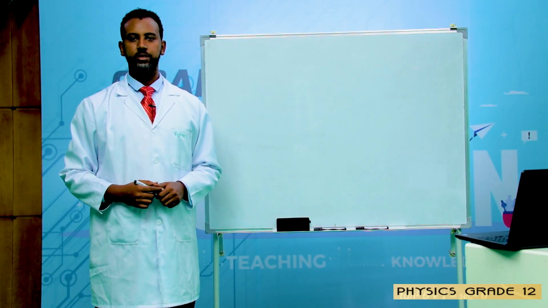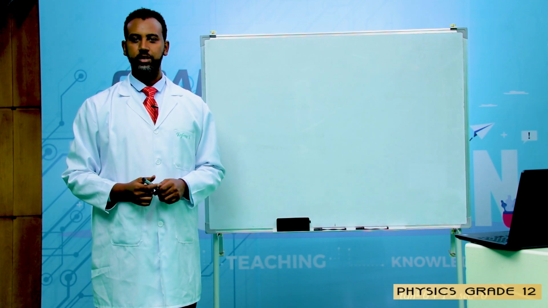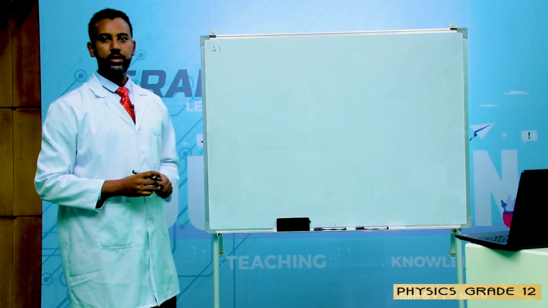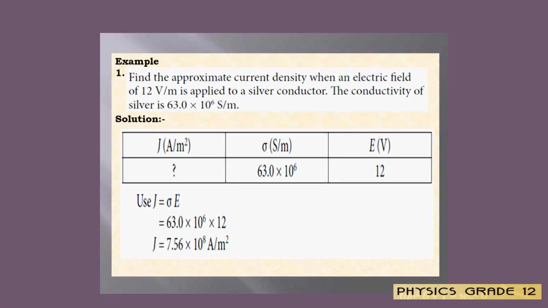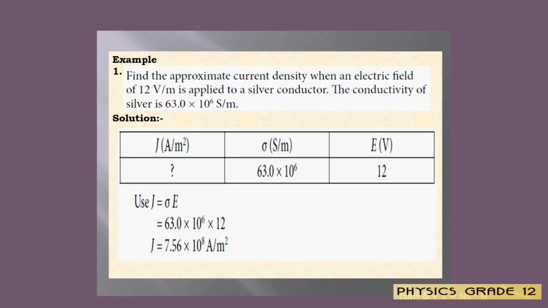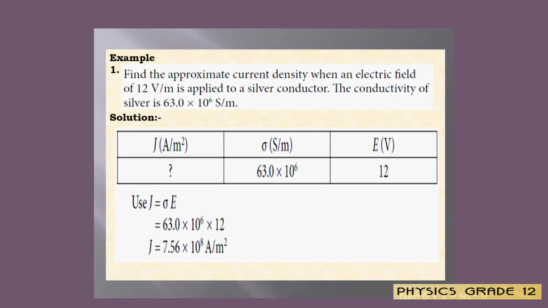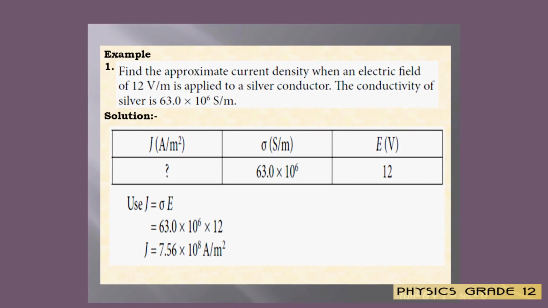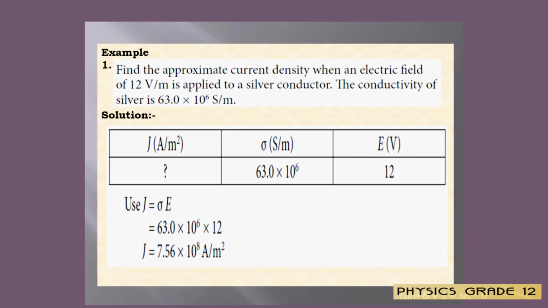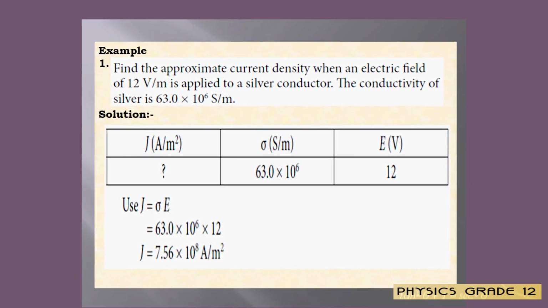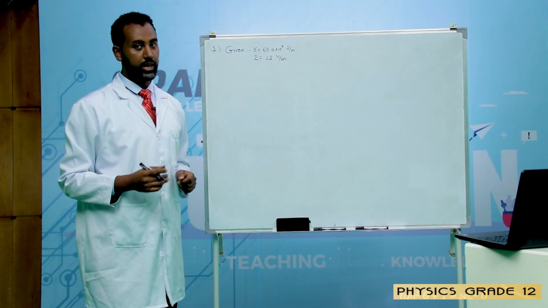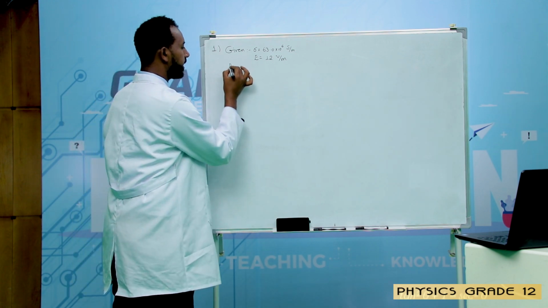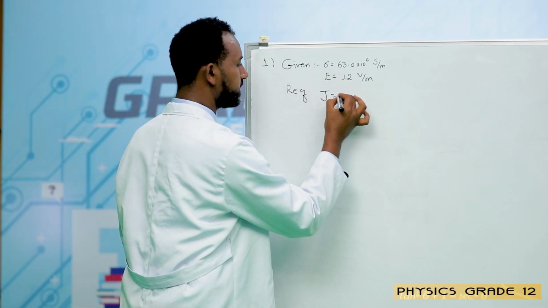Students, I hope you have tried to solve those problems. Now let's try to solve it together. The first question is asking us to determine current density. The question says to find the approximate current density of a given wire, which is silver, using the quantities already given. You know that, students, electric field can be measured using Newton per Coulomb, or equivalently volt per meter. Therefore, we are asked to find the current density.